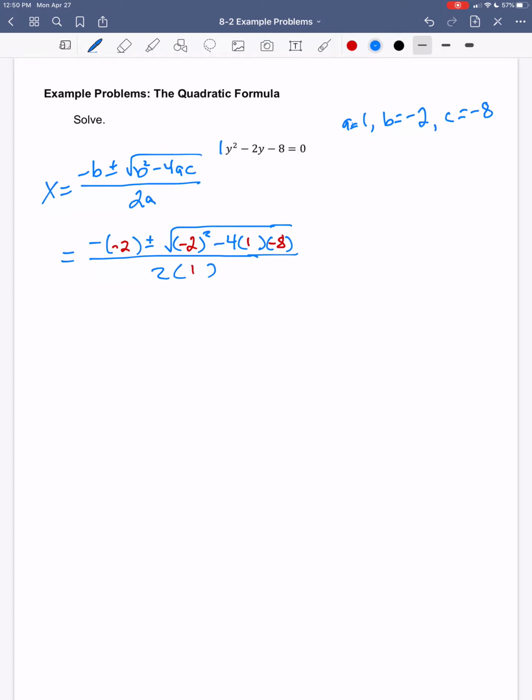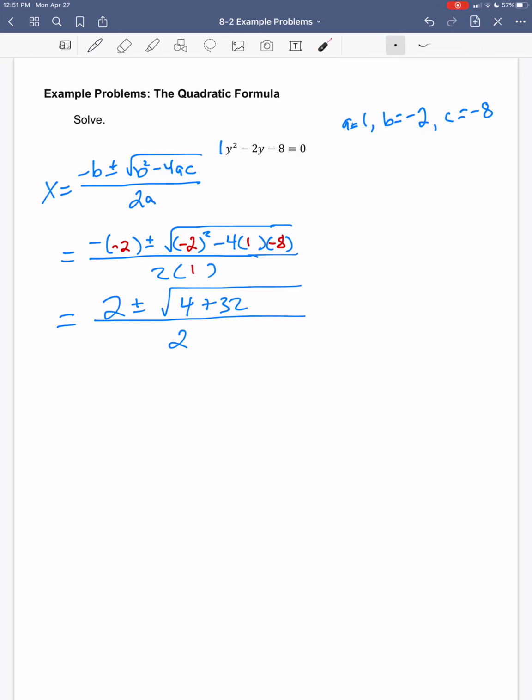All right, so now I just start simplifying. So here, the opposite of negative 2. Well, that just becomes positive 2. Negative 2 squared. Negative 2 times negative 2 is positive 4. This next part here, there's two ways of thinking about this. We can either think of this minus sign here as a subtraction or as a negative. I myself like thinking of it as a negative, so I think this is negative 4 times positive 1, so that's negative 4 times negative 8 is positive 32, so this becomes plus 32. And then 2 times 1 is 2.